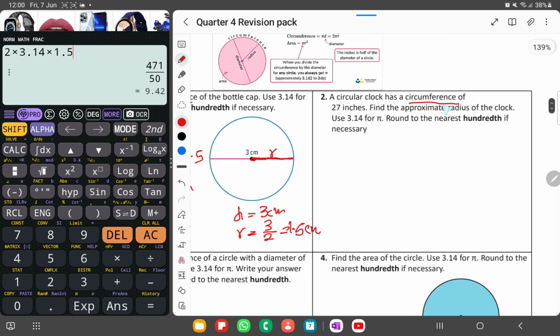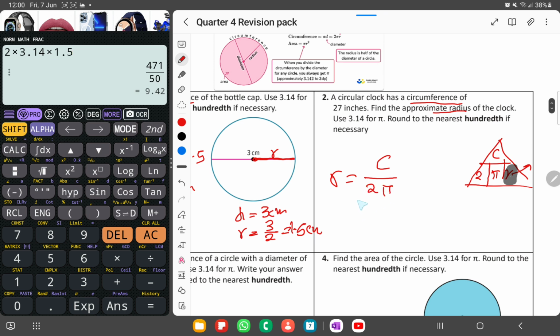A circular clock has this circumference. Find the radius. Remember our triangle, we have just drawn it. C, circumference, equals 2 pi r. You want the radius, so I highlight the radius with my highlighter. So what do you have? Circumference over 2 pi. Very good. What is the circumference? 27 over 2 pi, and he said 3.14 is pi.